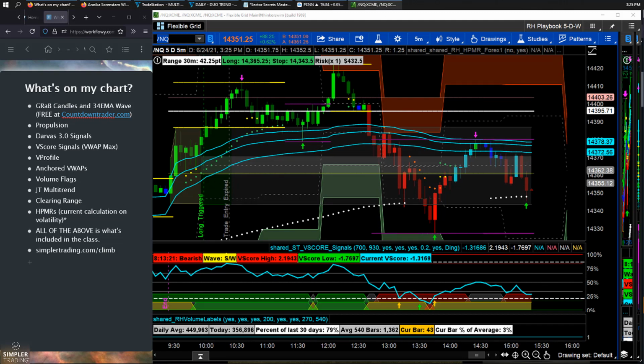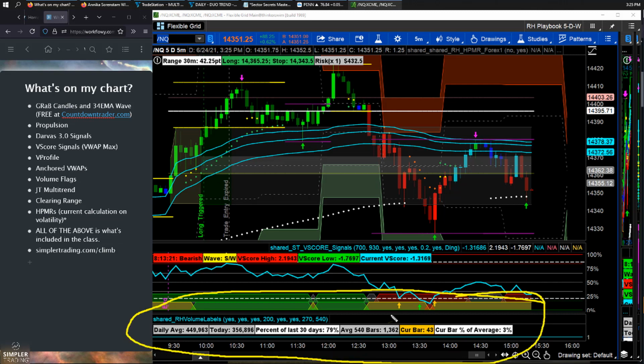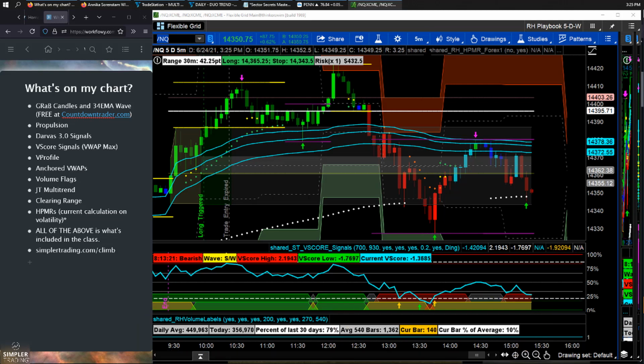The volume flags are something new, really basic, but this is something new right down in here. I don't want a volume histogram. I don't think those are actually helpful at all. The volume that sits at the bottom of the screen, I don't want any of that. What I want is to be able to look back a certain number of bars or a certain number of days.